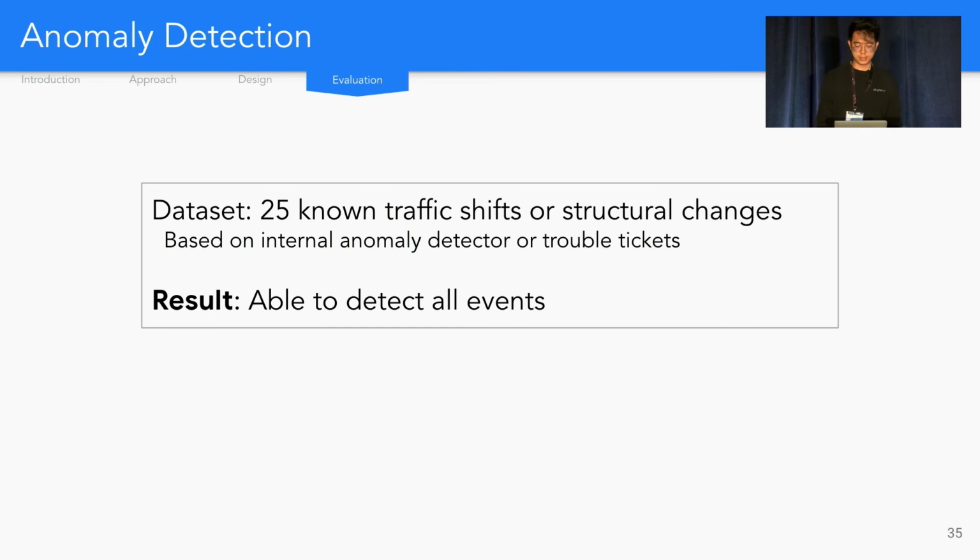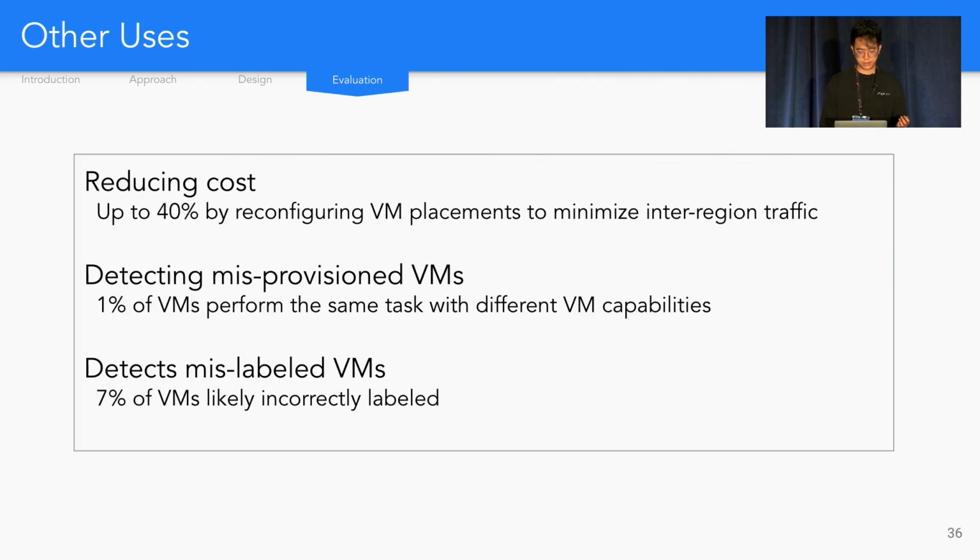In our paper, we discuss a more detailed evaluation of CloudCluster's ability to detect traffic shifts or structural changes. We identified 25 instances of these anomalies, and CloudCluster was able to detect all of them. The functional structure extracted from CloudCluster can also be used to help manage cloud projects. We found that we can reduce the total cost of one functional group by 40% by adding VMs to reduce inter-region traffic. In several projects, up to 1% of VMs in a group are provisioned differently from the rest, and up to 7% are labeled differently from the rest of the group.